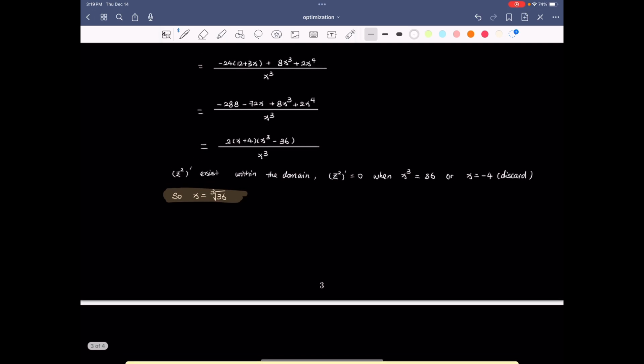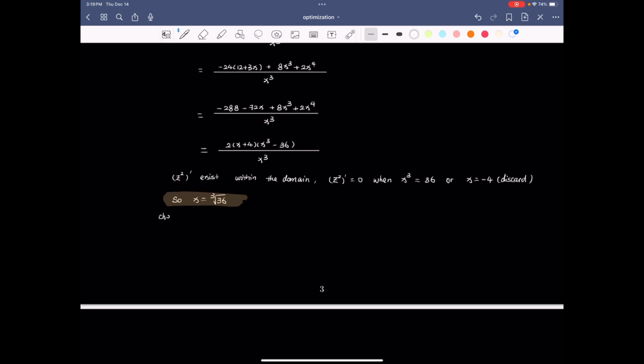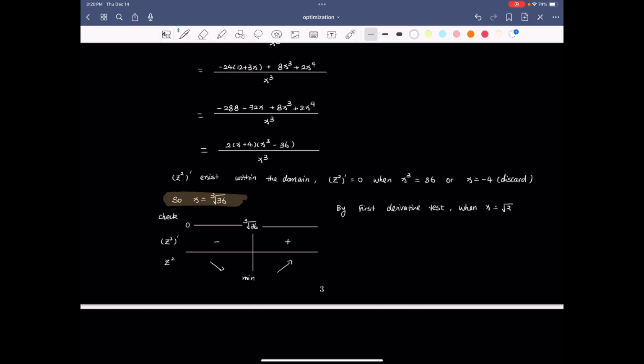So let's try it out. That's going to be the first derivative test. We can check from 0 to the cube root of 36 and so on, for z squared prime and z squared. Alright, so when it's between 0 and the cube root of 36, this is negative, this is positive, so it decreases, then increases, which means this is a minimum value. So by the first derivative test, we know that when x equals the cube root of 36, z squared reaches a minimum.